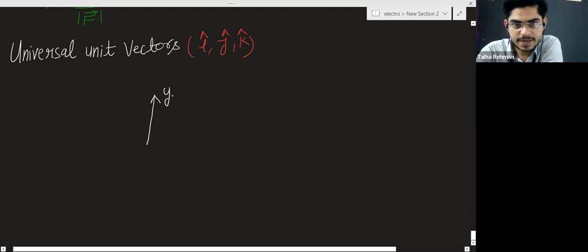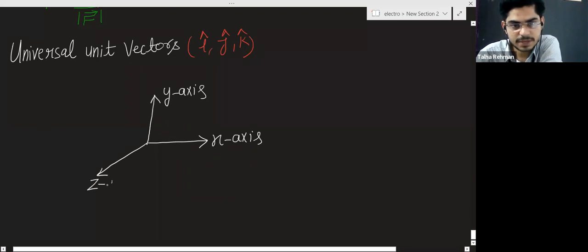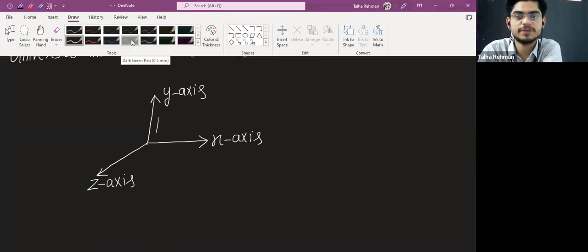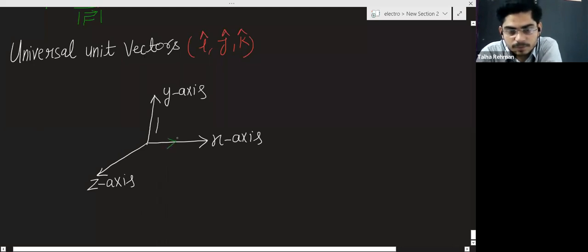If this is the y-axis, if this is the x-axis, if this is Z. Always, the I vector will be along the x-axis. Sorry, one minute, I should use a different pen. This is the I vector, which should be along the x-axis. In the same way, the J unit vector will be along the y-axis, and the K vector will be, not should be, must be along the Z axis.